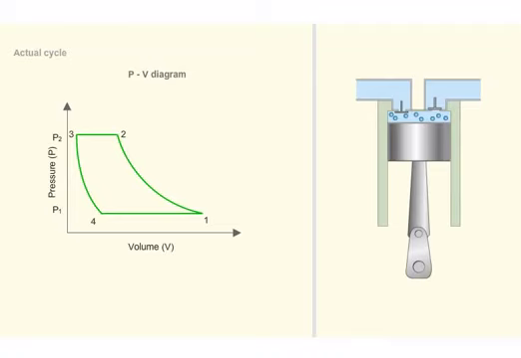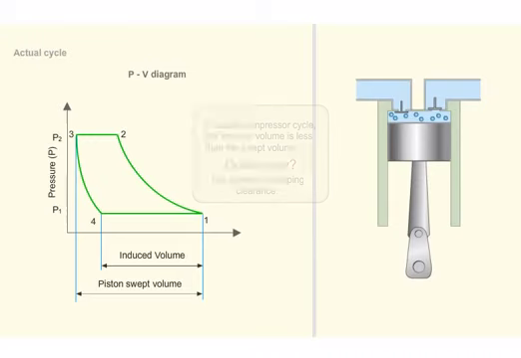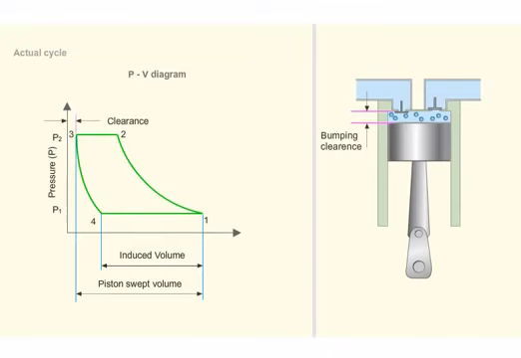In practice, the volumetric efficiency of a compressor is less than 100% because the induced volume is less than the swept volume. Can you guess why? The compressor has a clearance between the piston and cylinder head known as the bumping clearance. The clearance volume is filled with compressed air at this stage.